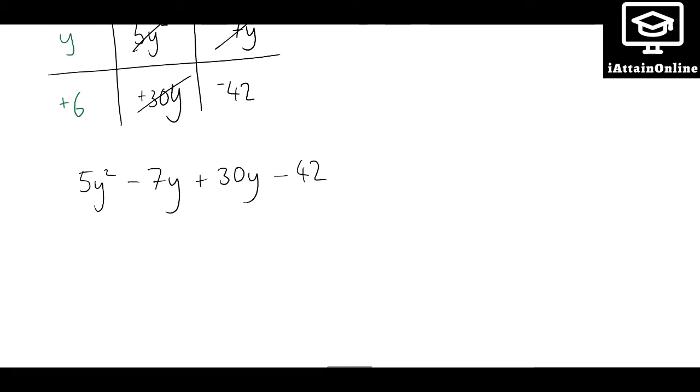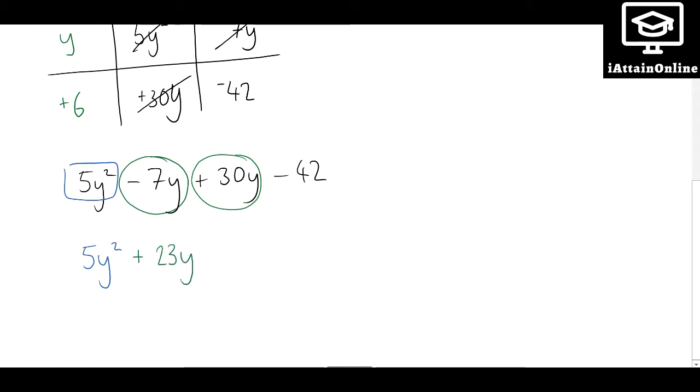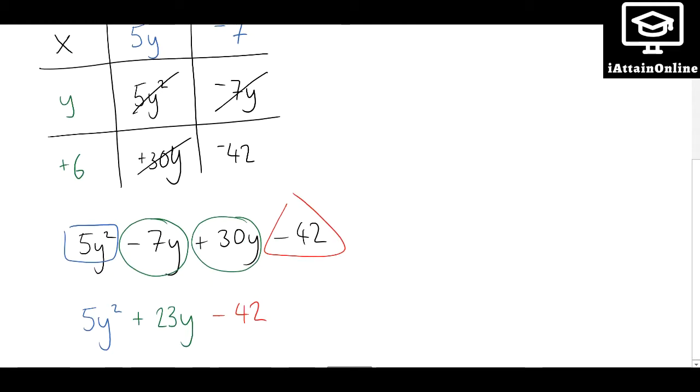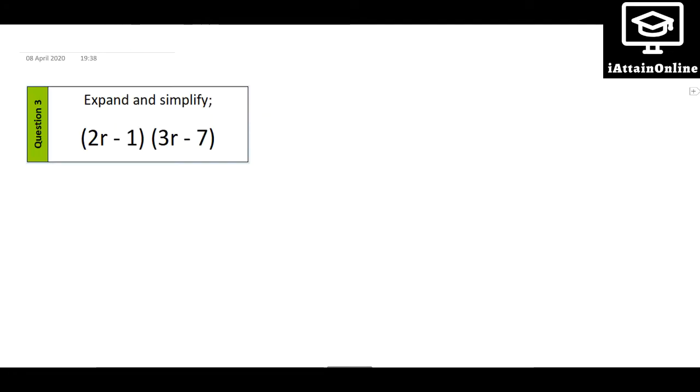And then we're going to simplify each of these. So I've got 5 lots of y squared. And then include the sign that comes before it. This is where people can potentially go wrong. If I start on negative 7 lots of y and I add 30y, that is the same as positive 30 take away 7y, which still leaves me with a positive 23y. And then finally, I've got this negative 42. So that's my answer to that question there. 5y squared plus 23y minus 42. Okay, next example.